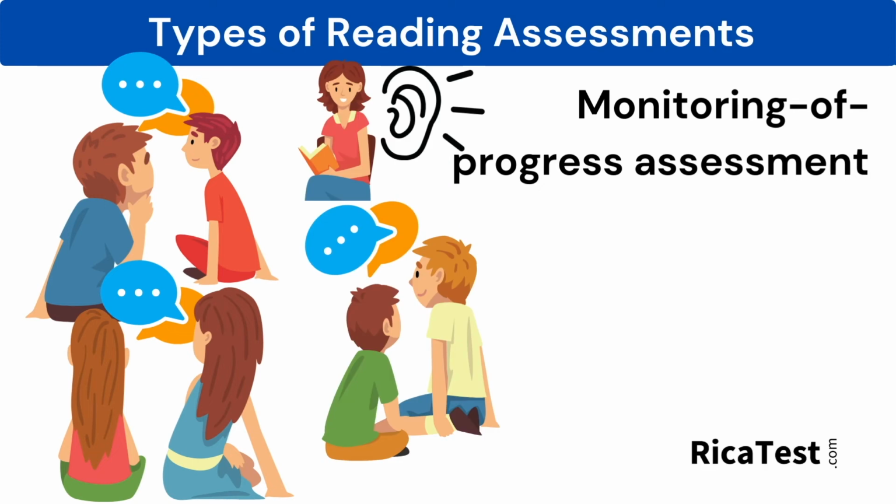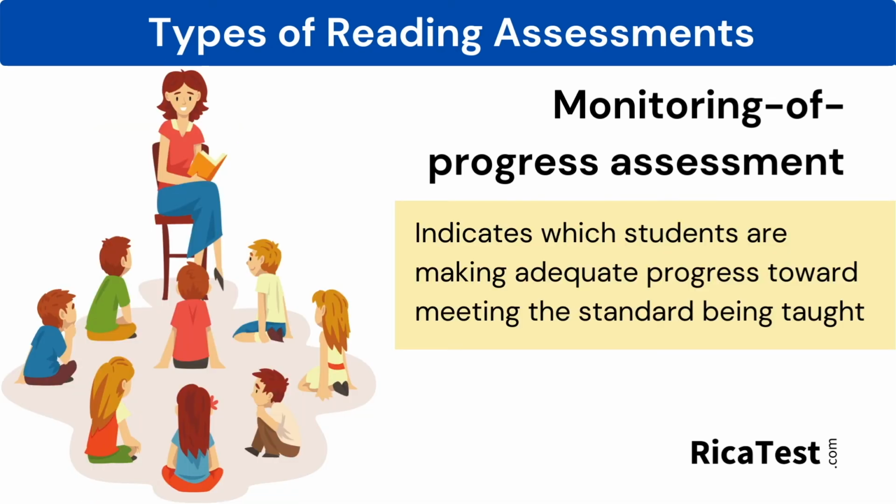During the monitoring of progress assessment, the teacher closely observes and listens to the conversations while checking for student understanding. The teacher may not be able to hear every response from this question, so the teacher will ask multiple comprehension checking questions throughout the read aloud as part of her monitoring of progress assessment. The monitoring of progress assessment indicates which students are making adequate progress toward meeting the standard being taught.